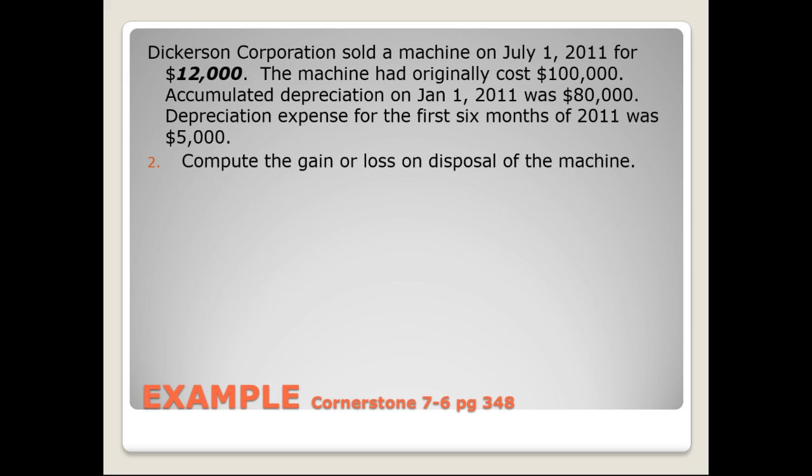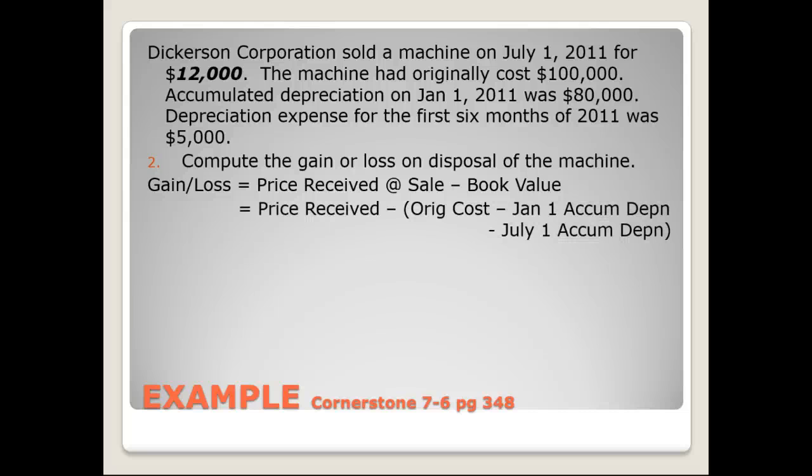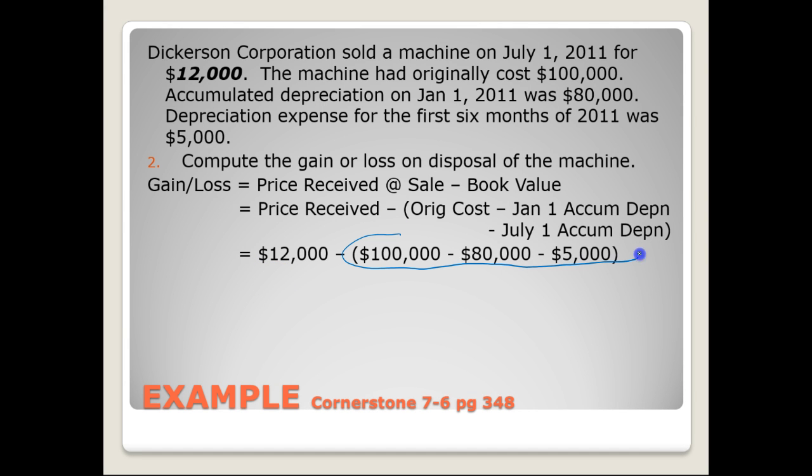Now, what if Dickerson Corporation sold the machine not for $22,000 in cash, but $12,000 in cash? What would be the gain or loss on the disposal of that machine? Well, we would have received $12,000 minus, if you recall, the total book value of that machine, which would have been $15,000 as of July 1st. Notice the only thing that changed in the problem information was what they sold it for. They still would have had the same book value and the same depreciation expense booked on July 1st.